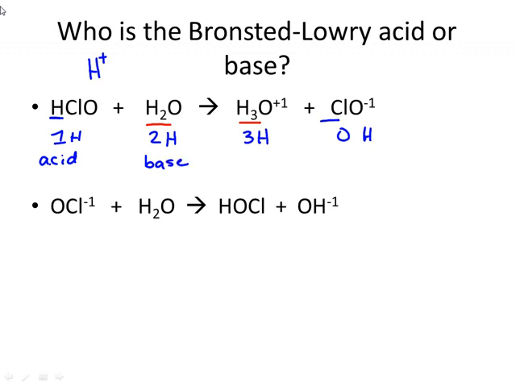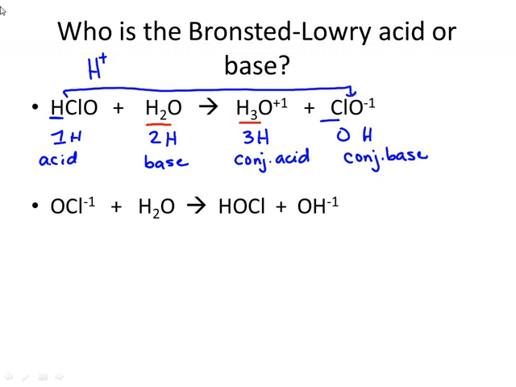Now this problem doesn't ask for it, but it's good to note who my conjugate acid and my conjugate base are. H3O plus, if we look in reverse, starts with three hydrogens, ends up with two hydrogens. That's my conjugate acid. And that makes ClO minus my conjugate base, because it's the only thing left. Also, recall that your acid will always become your conjugate base, and your base will always become your conjugate acid. All right, let's look at the next problem.